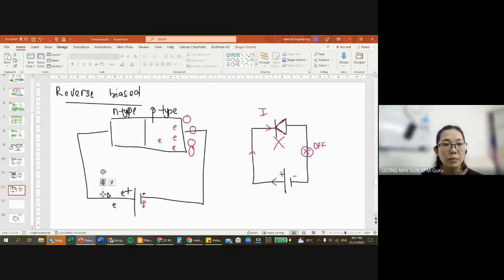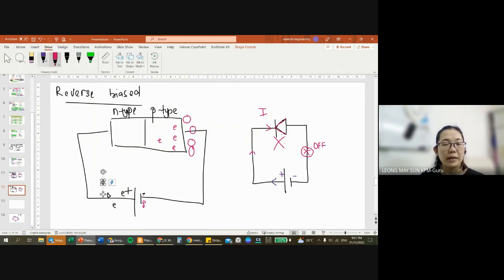When it keeps on moving towards the positive terminal, the junction here will become bigger and bigger. There'll be more neutral region in the middle here. Why? Because the n-type is not crossing the boundary. The electrons from the n-type are not crossing over to the p-type. There's no electrons jumping from the p-type to the n-type. So when this happens, the light bulb will be off.